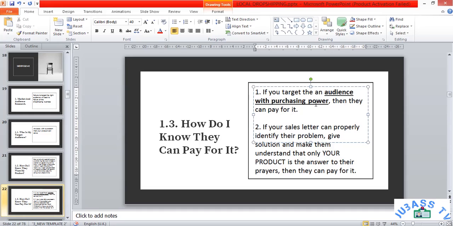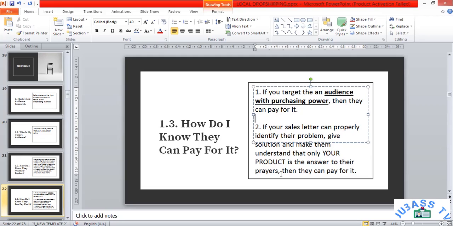Now, number two: if your sales letter can properly identify their problem, give a solution, and make them understand that only your product is the answer to their prayers, then they can pay for it.